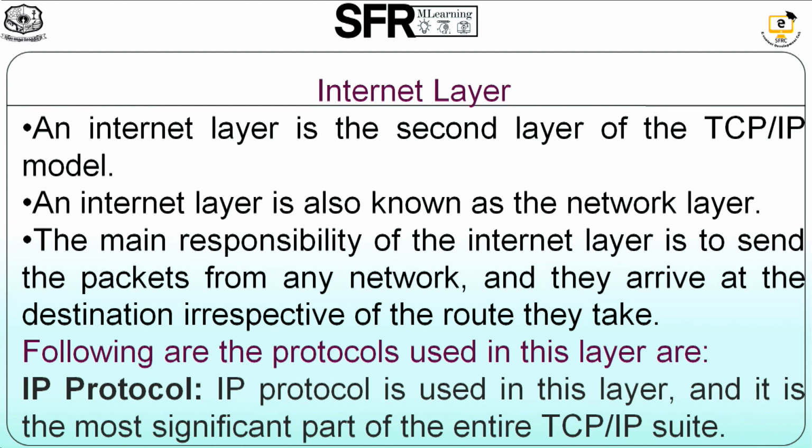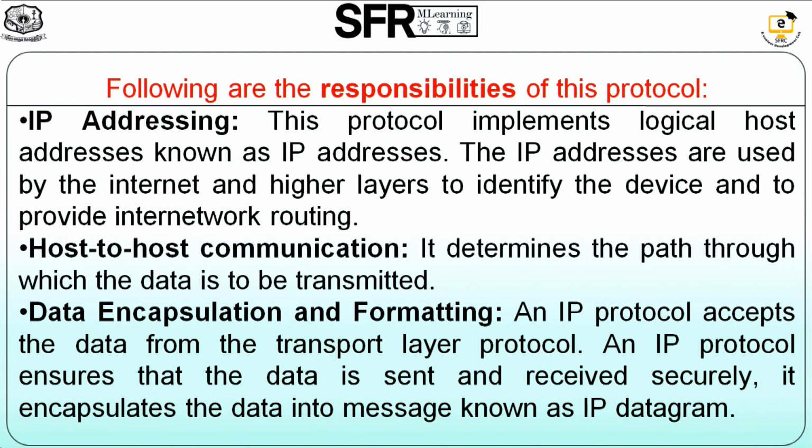First one is IP. IP means internet protocol, used in this layer, and it is the most significant part of the entire TCP/IP suite. These are the responsibilities of the IP protocol. First one is IP addressing. It implements the logical host addressing known as the IP address. The IP address is used by the internet and higher layers to identify the device and to provide inter-network routing. Next responsibility is host to host communication. It determines the path through which the data is to be transmitted.